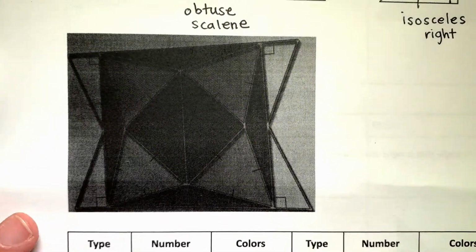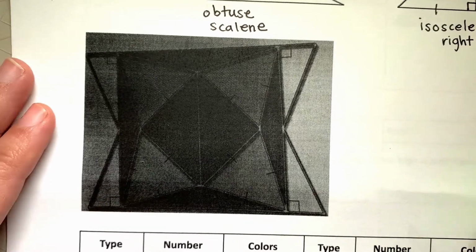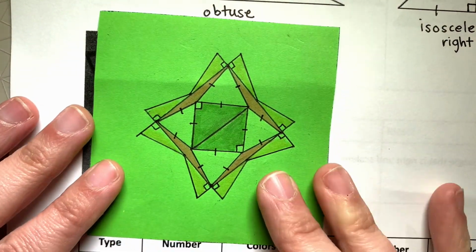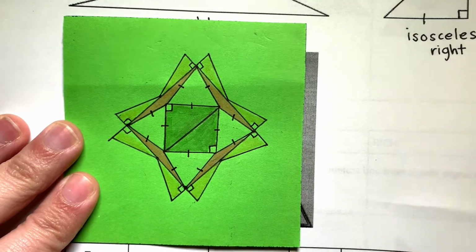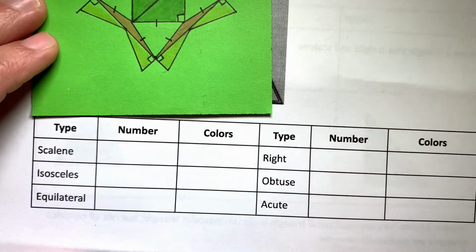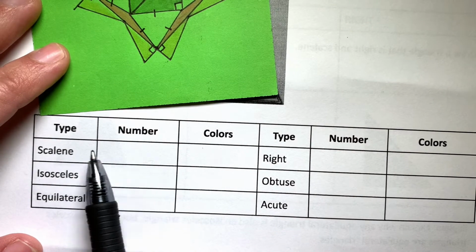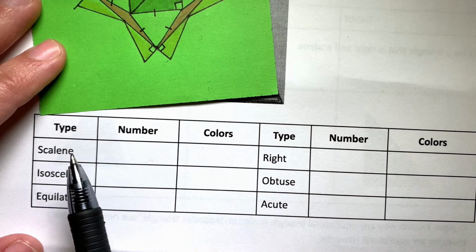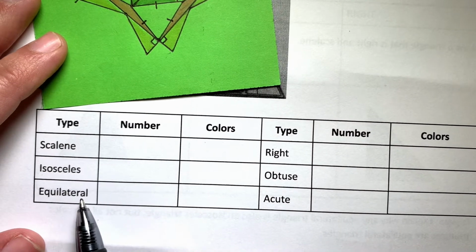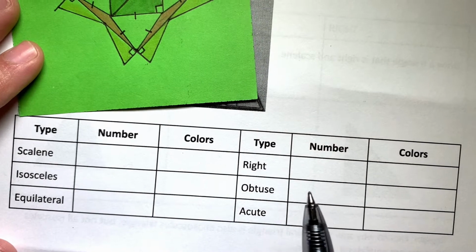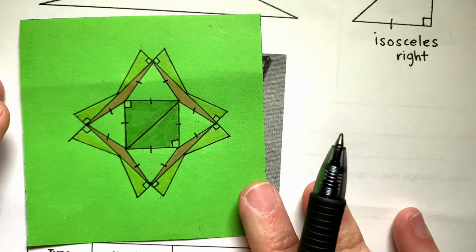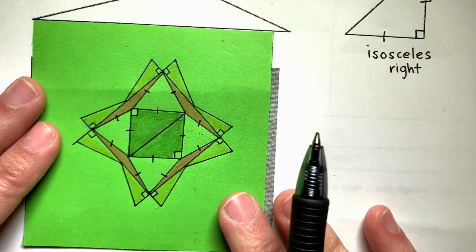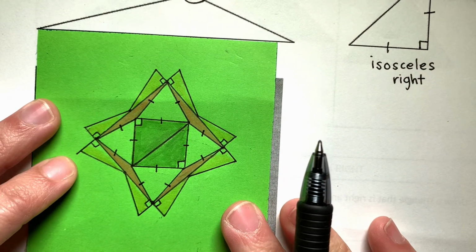Okay, so this image did not turn out well at all. So I tried to recreate it on this Post-it note. And what we're going to do is fill out this table below, where we count the number of the different scalene triangles, the number of isosceles, equilateral, the right, obtuse, acute, and we're going to put how many there are and what color they are. So let's start. The first one we're going to look for is scalene triangles.